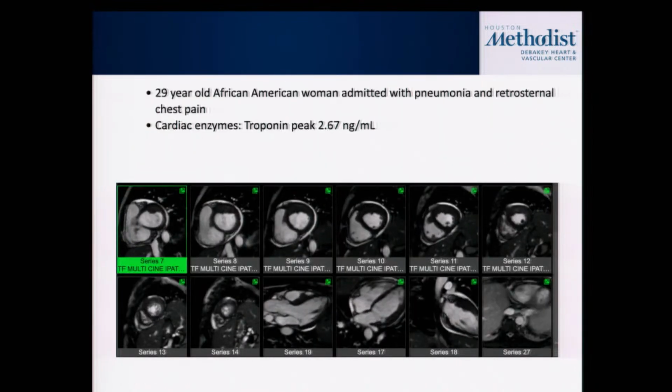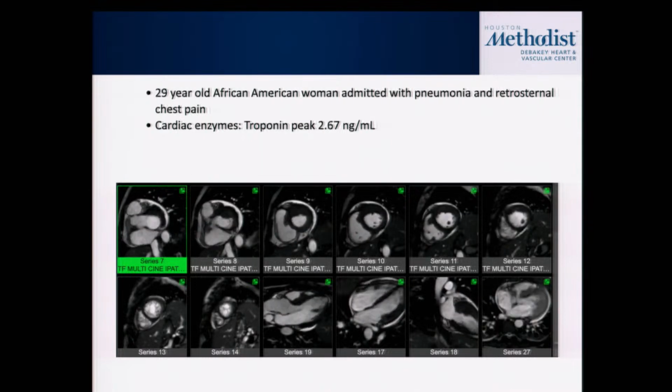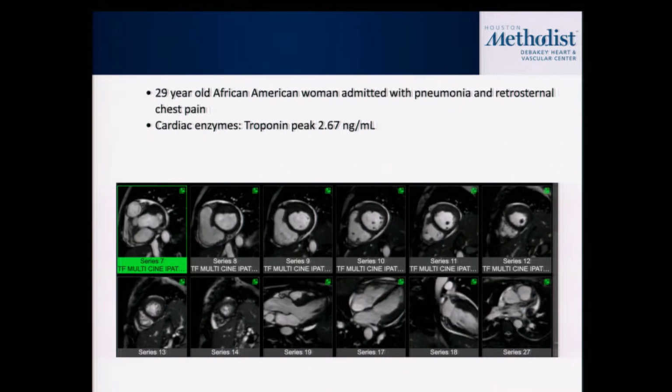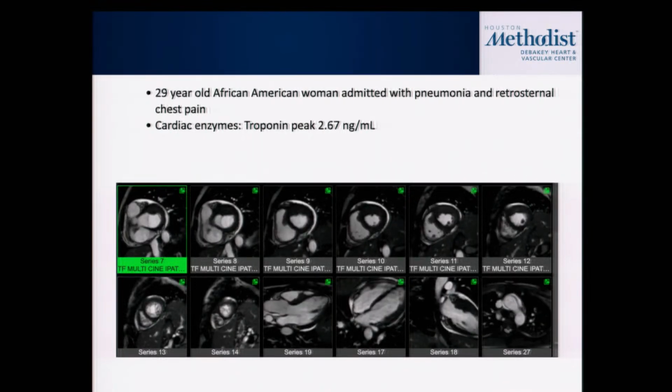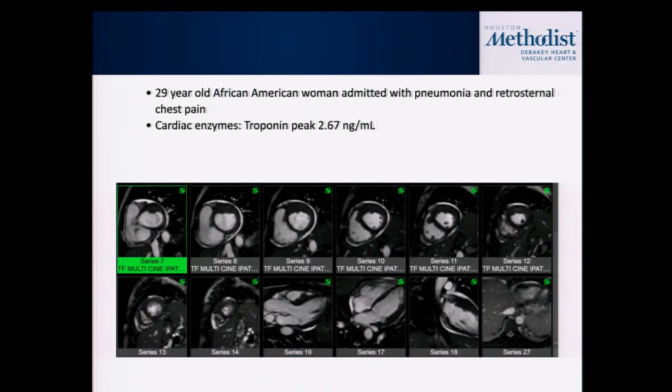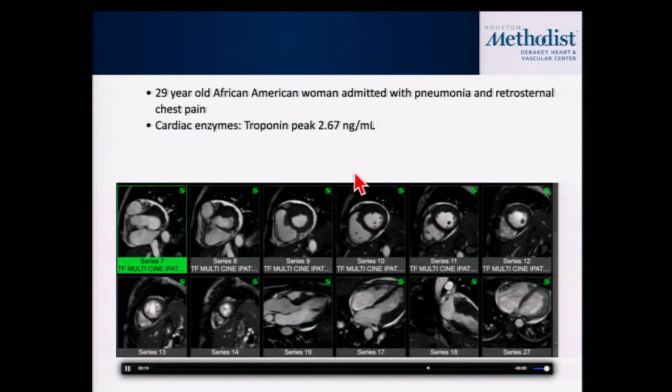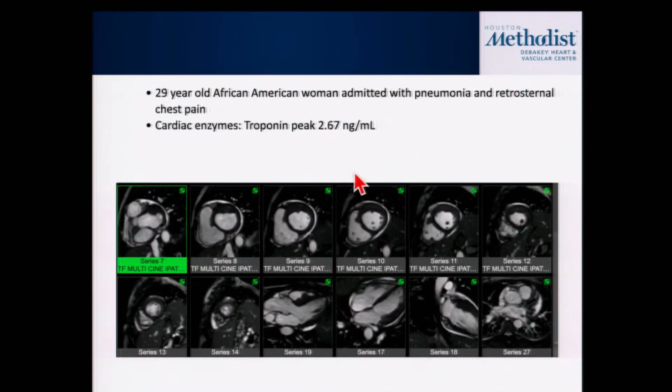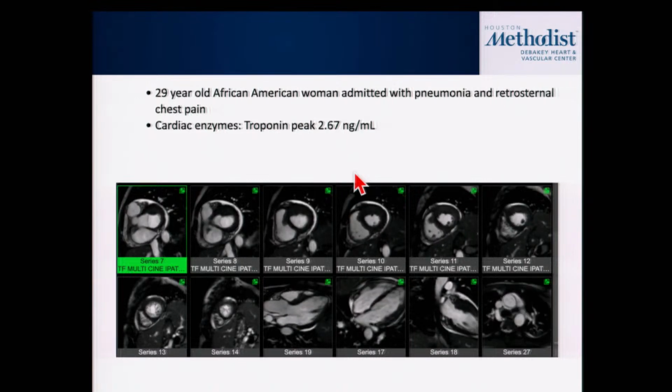Now let's look at another case. This is a 27-year-old woman who's admitted to the hospital with pneumonia and retrosternal chest pain. She has a small elevation in her cardiac enzymes. If we look at the cine images, what do we notice? And do we have any volunteers from the audience that want to tell us what they see here?